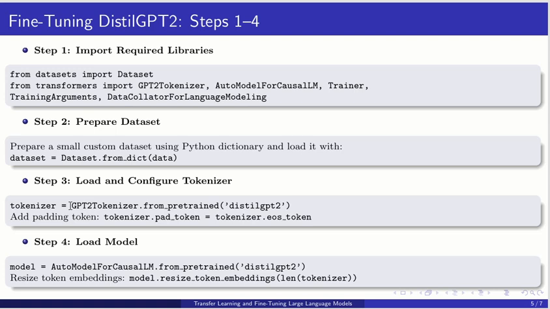Load the model. You have to load the model. So you will load the model using AutoModelForCausalLM from_pretrained, that is DistilGPT-2. Here you can use any model, but the tokenizer you have to use is of that model only. So here we have loaded the tokenizer and model, these two are very important.